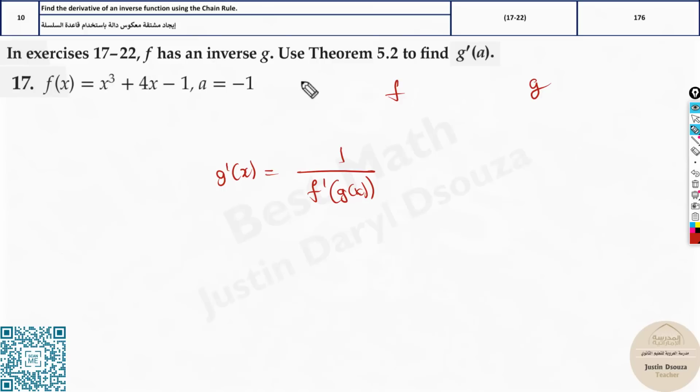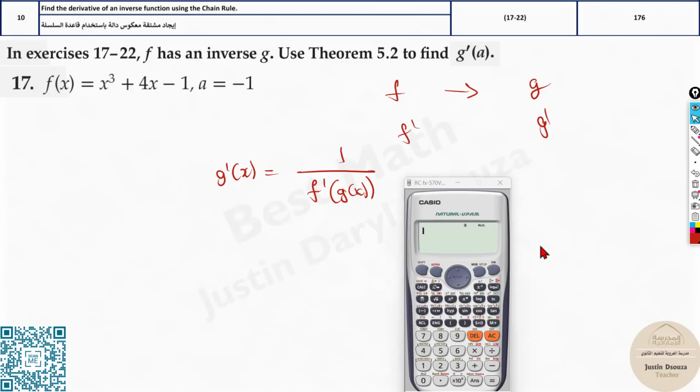We have been told f's inverse is g. We need to know about the derivatives as well, isn't it? But f derivative is very simple. We can find it over here. But what about g derivative? That is what we need to solve from this given thing. Anyways, we'll do it step by step. Now let's take our calculators. This is the shortcut method.